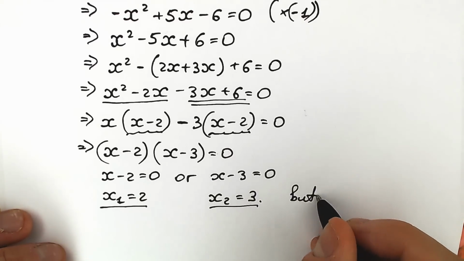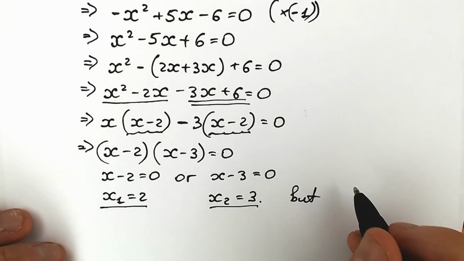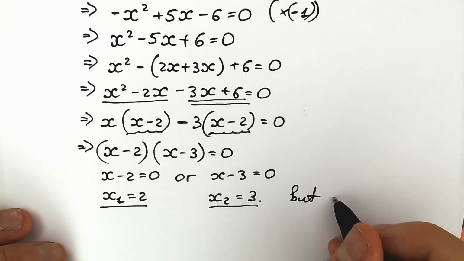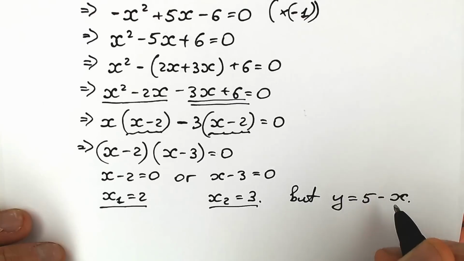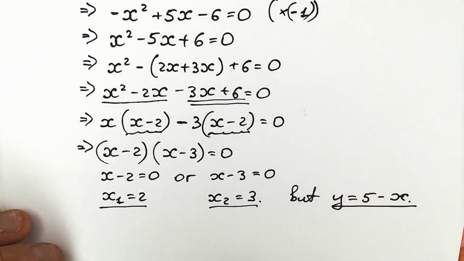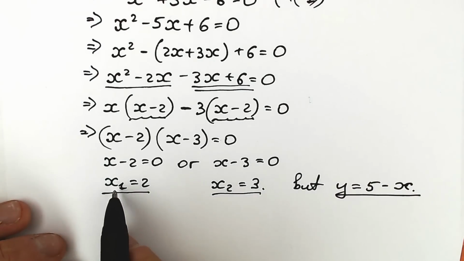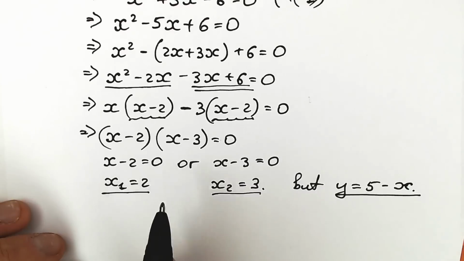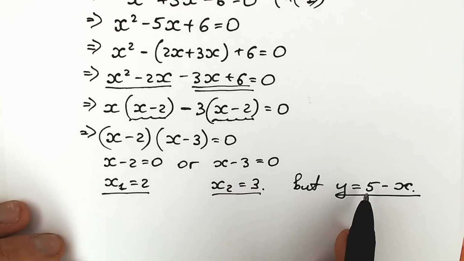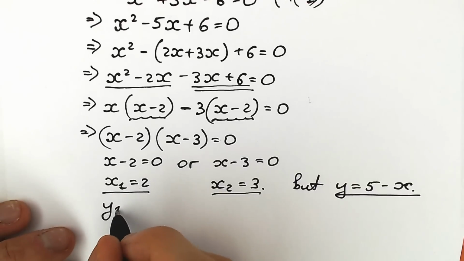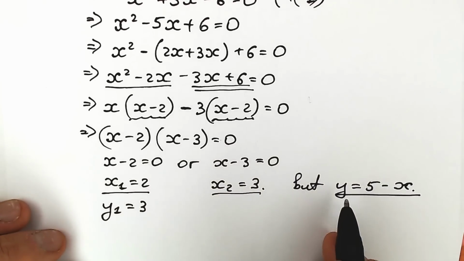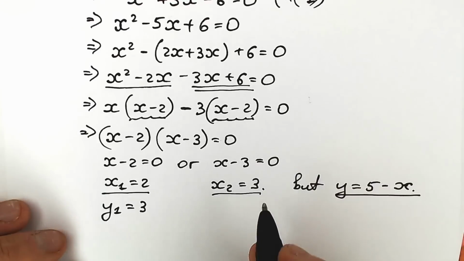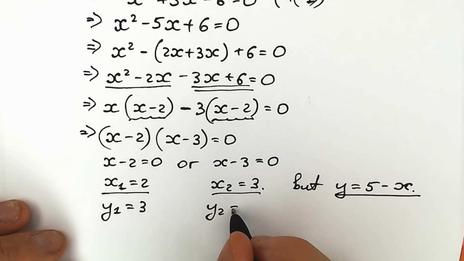But in the beginning of this system of equations, we have that y equals 5 minus x. We're going to consider it as two pairs of solutions. If x first equals 2, then y first equals 5 minus 2 equals 3. And if x second equals 3, then y second equals 5 minus 3 equals 2.